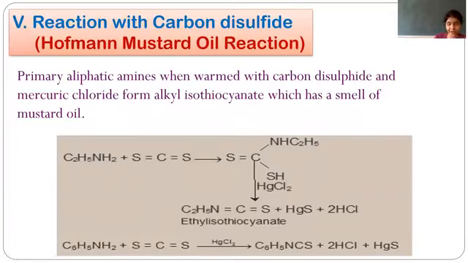Next is the reaction with carbon disulfide. This reaction is also known as the Hoffman mustard oil reaction because the compound formed in the reaction has a smell of mustard oil. Again, the reaction is given by primary aliphatic amines and primary aromatic amines. When primary aliphatic amines react with carbon disulfide, it forms an intermediate compound, and this intermediate compound, after decomposition in the presence of mercuric chloride, forms ethyl isothiocyanate, and this is phenyl isothiocyanate. These compounds are bad smelling compounds. That's why this reaction is also known as the Hoffman mustard oil reaction, because the product has a smell of mustard oil.